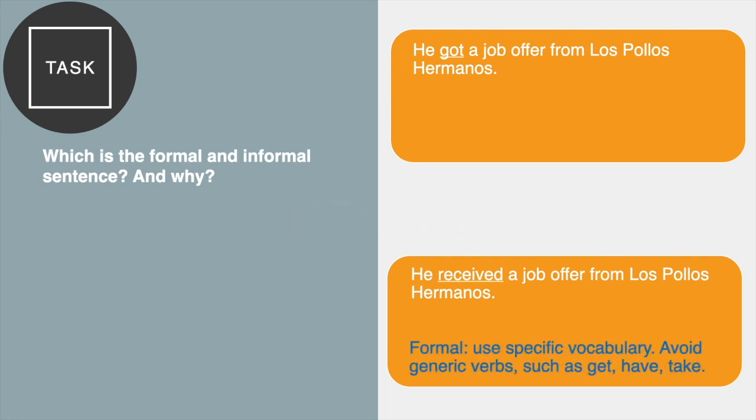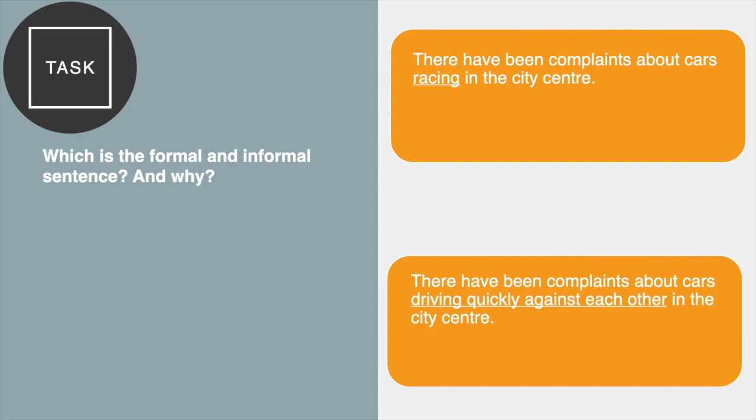And the formal sentence is the second. This is due to the fact that you should use specific vocabulary. Avoid generic verbs such as get, have, and take. These all have multiple meanings, so use their specific meaning. So get, for example, can mean receive or understand. In this case, we use received. And lastly, which is the formal and informal sentence, and why? Pause the video and press play when you're ready to progress.